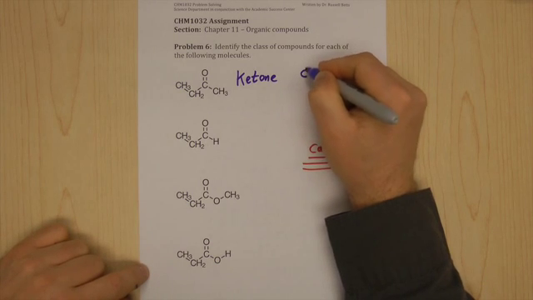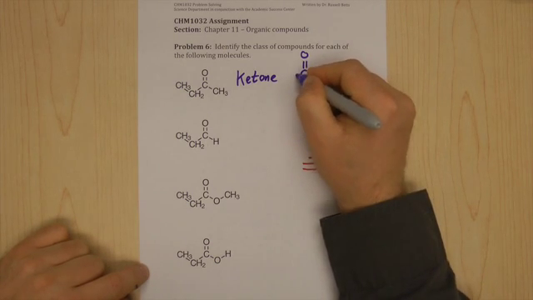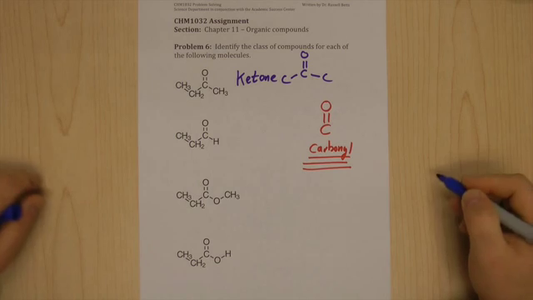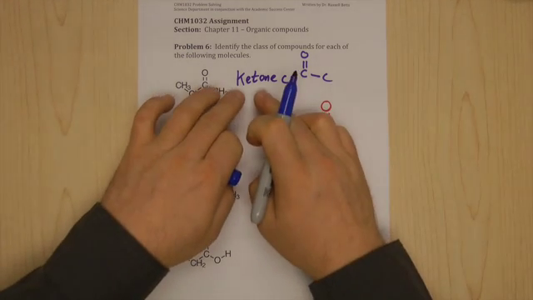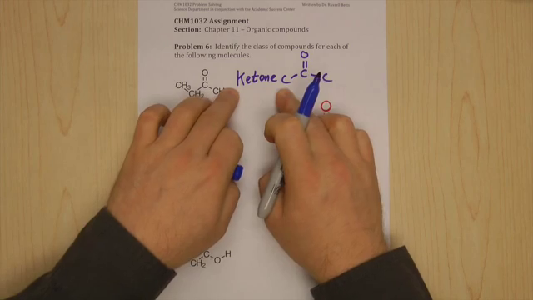So now, this one is known as ketone. A ketone has a carbonyl flanked on both sides by carbon. Both sides of the carbonyl have to have carbon. Okay? That's called ketone. Example of that is acetone.